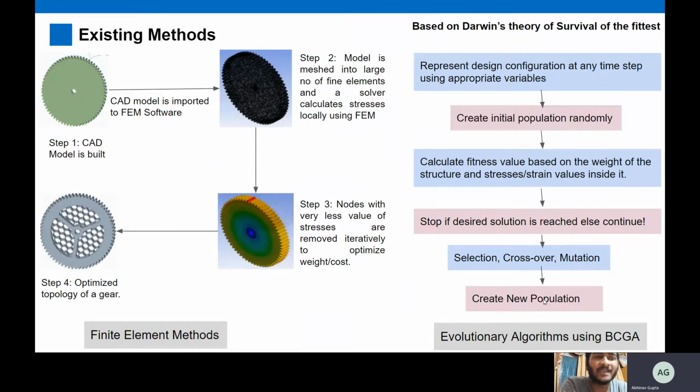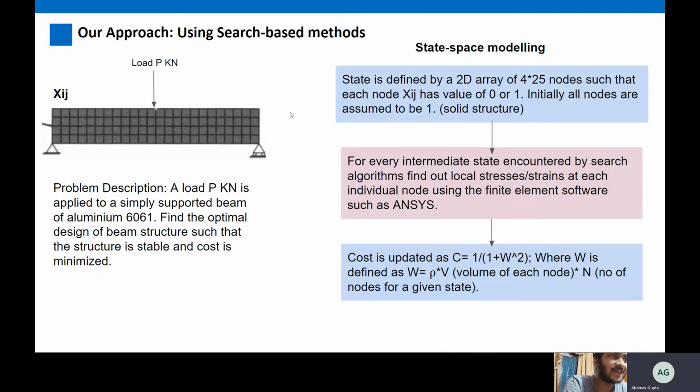The main idea behind creating this new population is we want to retain those solutions which have higher fitness value. So we bias our selection in such a manner that we consider those solutions which are giving more fitness values. Now, this is our approach when we use these search-based methods in topological optimization.